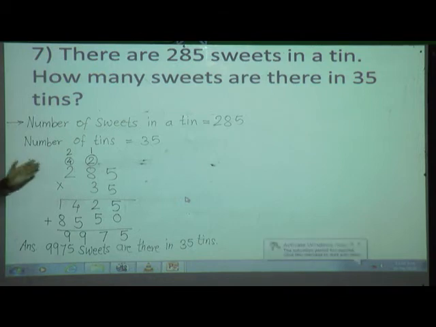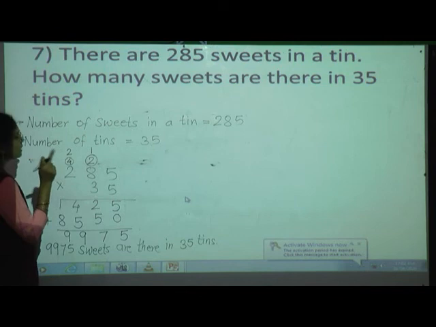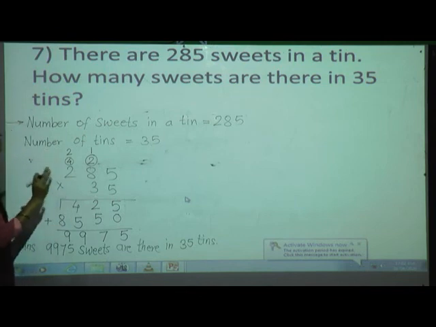So we have done multiplication here, that is 285 into 35. Then we got the answer 9975. So here we wrote the answer: 9975 sweets are there in 35 tins. See, this is very easy. At the end you have to write the answer in a sentence and it is very easy.